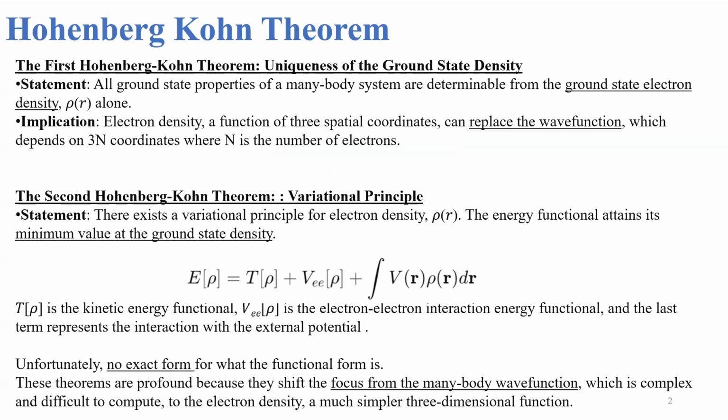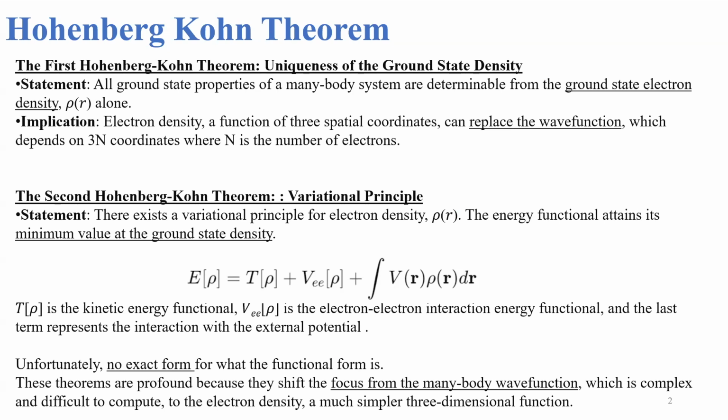So when I say density, you will typically consider wave function squared, right? It basically states that all ground state properties, such as the total energy of a system, are determinable from the ground state electron density. What it basically implies is that electron density, which is a function of three-dimensional spatial coordinates in x, y, z directions, can replace the wave function. And instead of dealing with 3N coordinates, N being the number of electrons, we have to deal with N number of electrons only, because electron density is a scalar quantity, while the wave function is kind of a vector quantity.